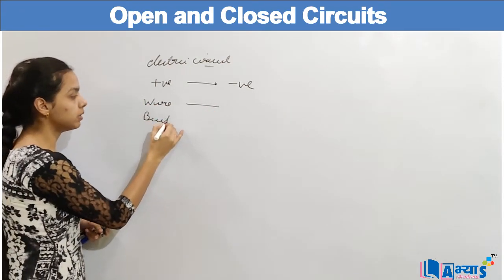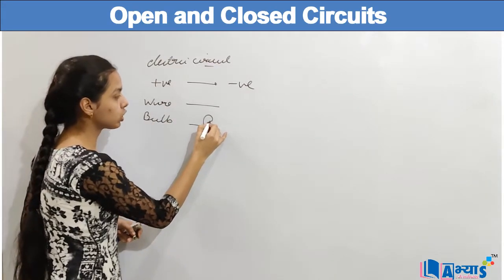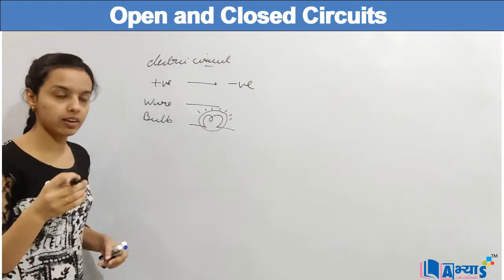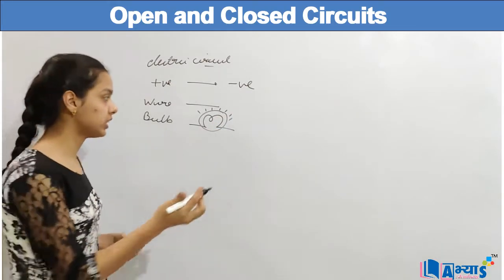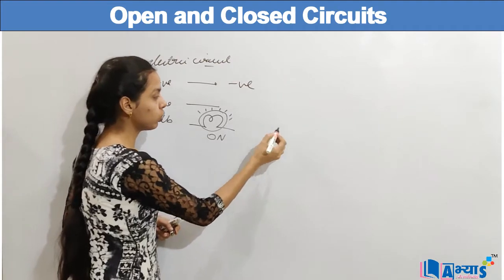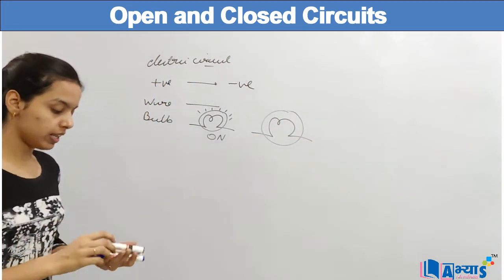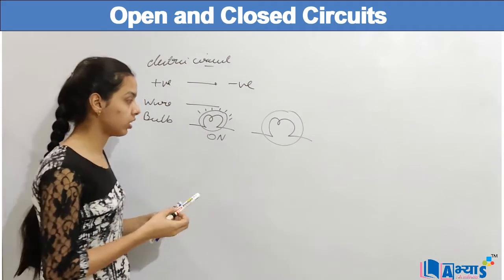Then there is a bulb. A bulb is usually drawn like this. When you show some lines over it, then it is in the on position, and when you don't show these lines and show just a circle, then we say that it is in the off position.